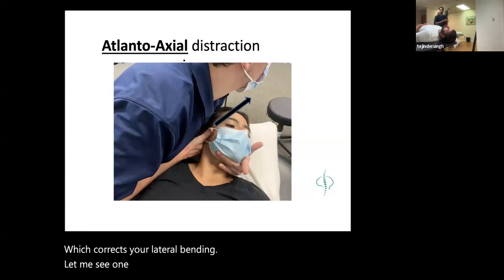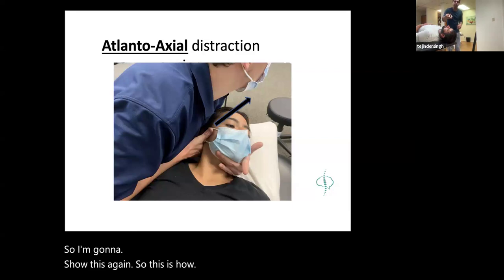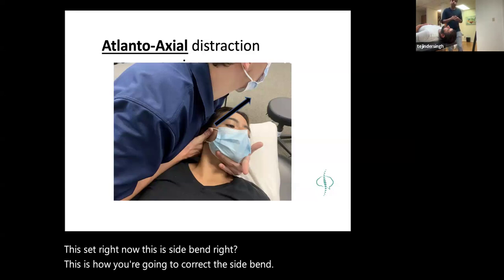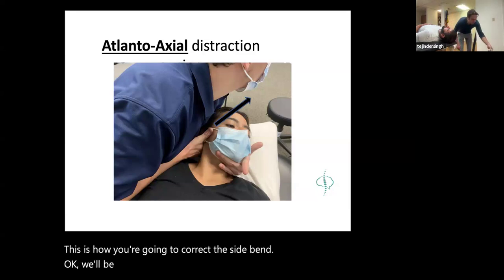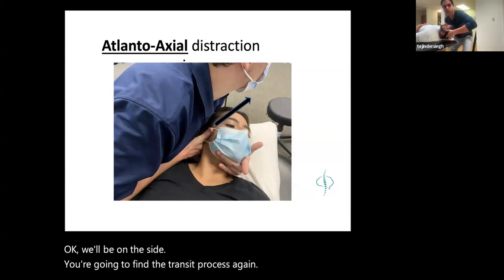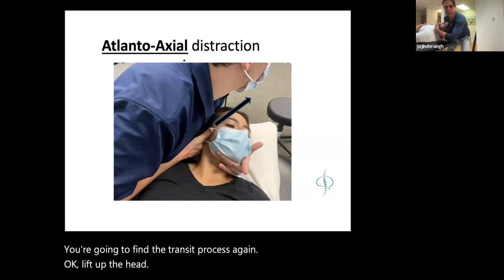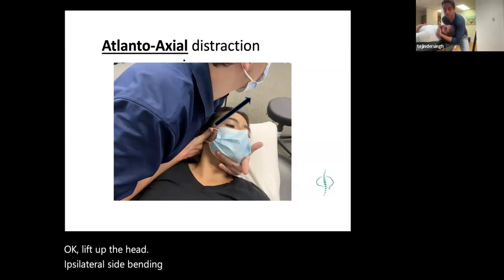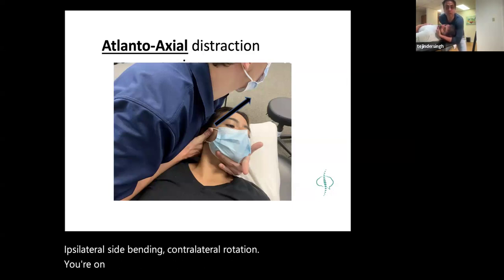So I'm going to show this again. This is how this is set up. Now this is side bend. This is how you're going to correct the side bend. You're going to be on the side and find the transverse process again. Lift up the head, ipsilateral side bending, contralateral rotation. You're on the transverse process, or just behind the transverse process.